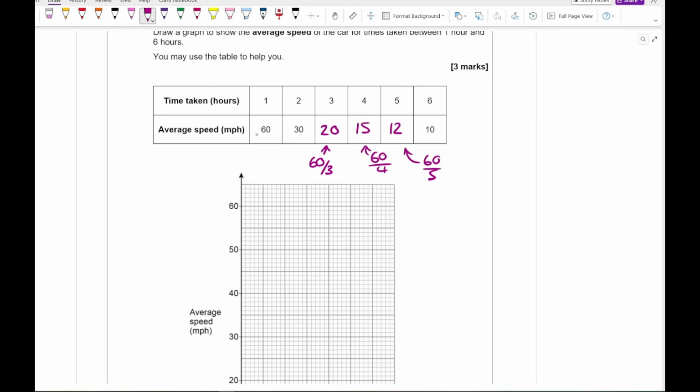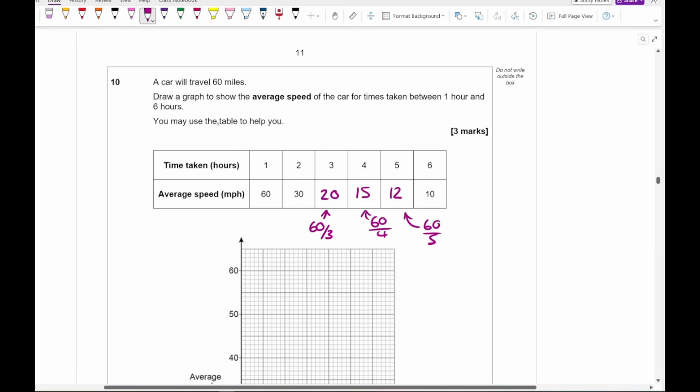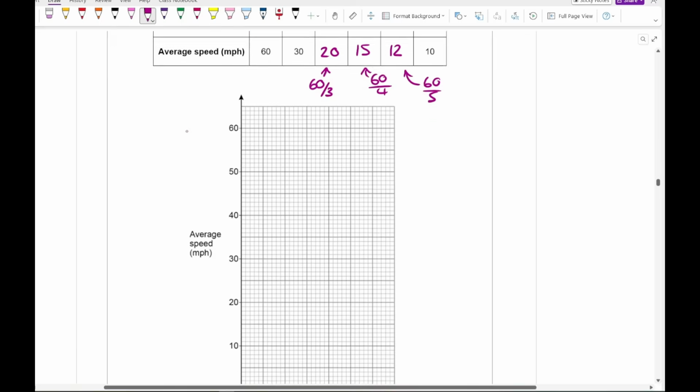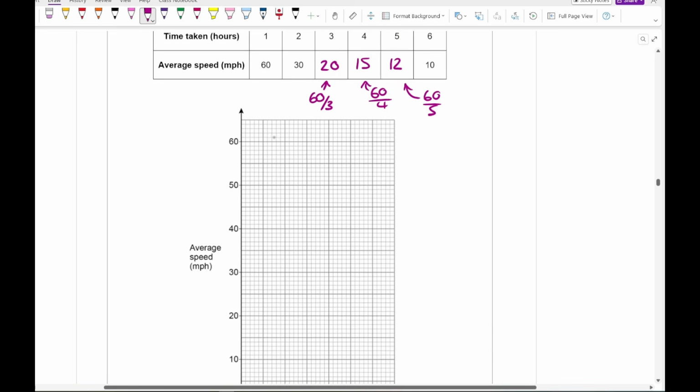So all I then need to do is plot those coordinates, and because it is a time speed graph, we can then join those points up. But the question doesn't actually say for us to do that, and so all we then need to do is just simply plot those points. So here we've got 1 is at 60, 2 is at 30, 3 is at 20, 4 is at 15, which is there, 5 is at 12, and 6 is at 10.